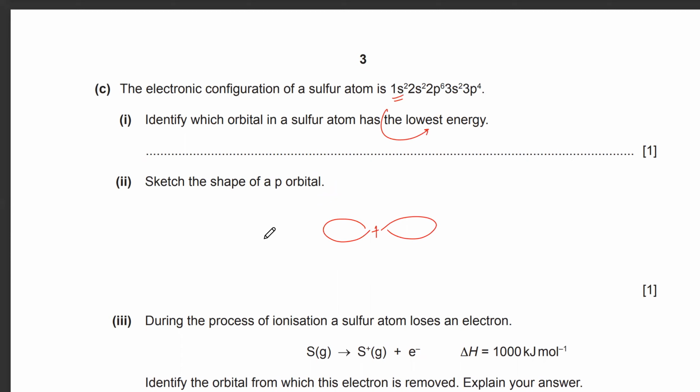That's about it. If he had been specific and said draw px or py or pz, then draw an axis and show that this is x, this is y, and this over here is the z-axis, and then show that this is what a pz orbital looks like. Okay? Is that clear?